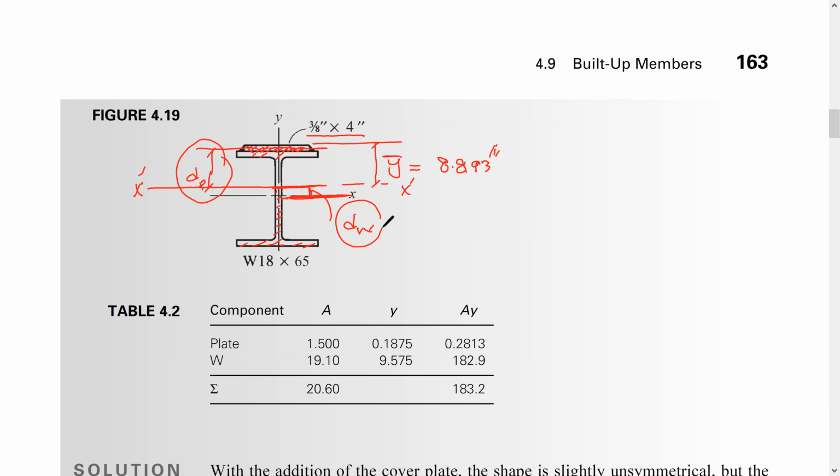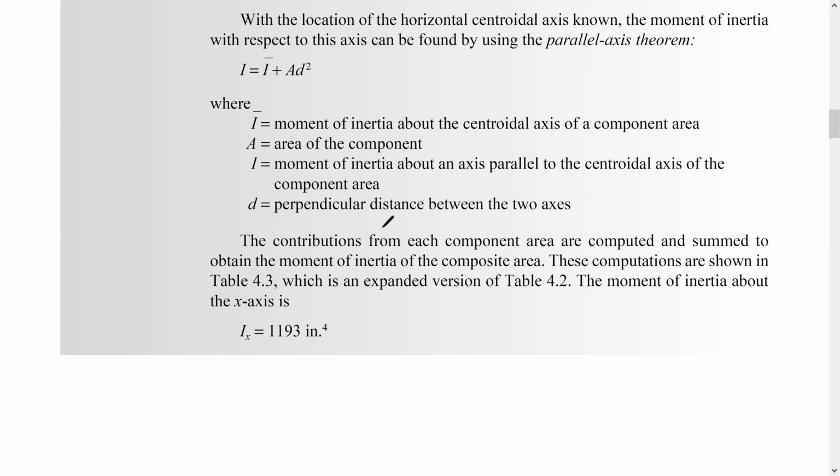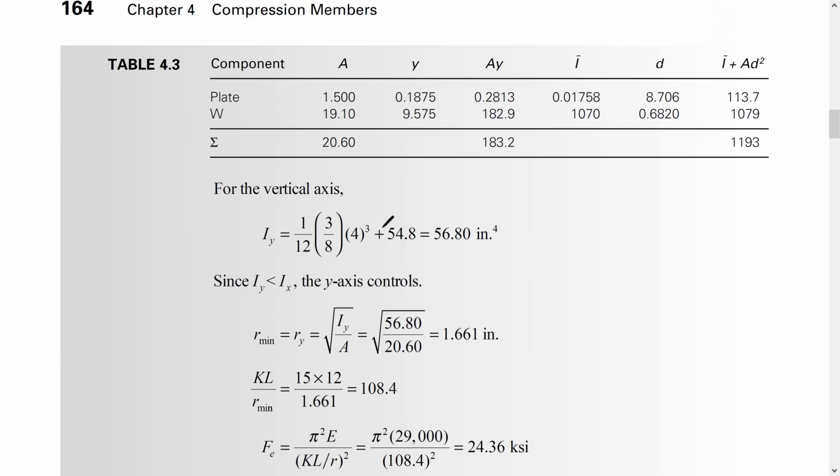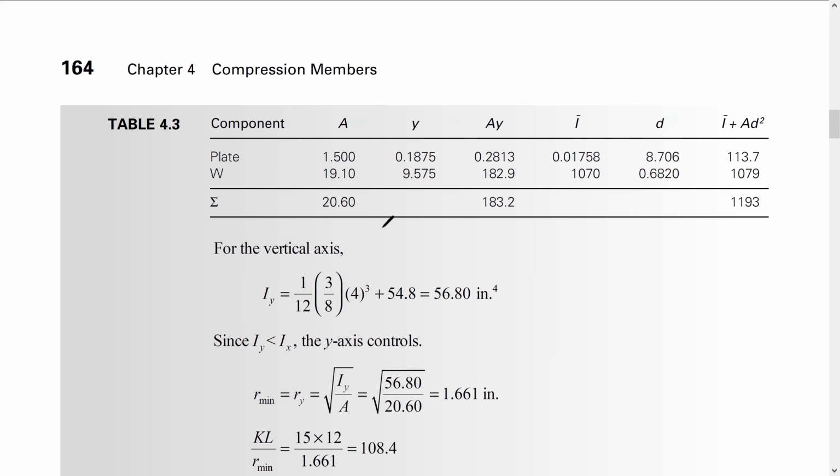Let's do that in a table form because it's going to be more organized. Here, guys, right now we have a plate. This is the area, which is 3/8 times 4. This is the Y, which is half of the thickness. And this is AY. Here we do have I, because all these we did early when we calculated the neutral axis.